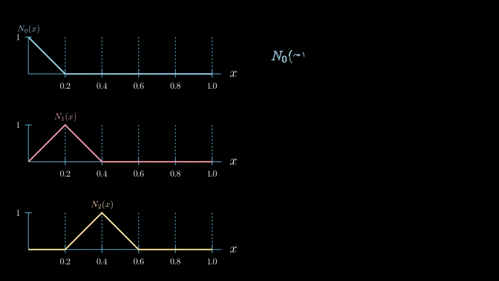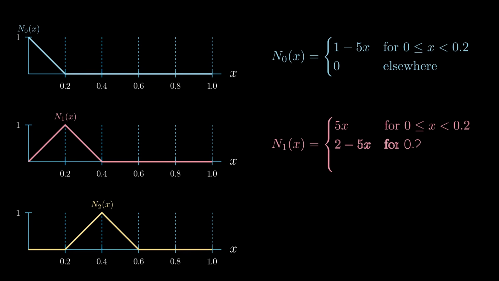The first shape function is linear on the first element, that is between the node x equals 0 and the node at x equals 0.2. On this element, the shape function should be equal to 1 minus 5x, which computes to 1 for x equals 0 and to 0 for x equals 0.2. On all the other elements, the shape function is 0. Let's proceed with the next shape function.